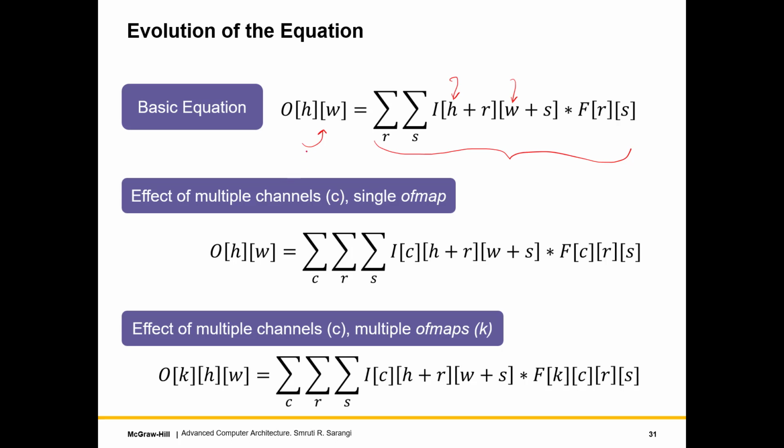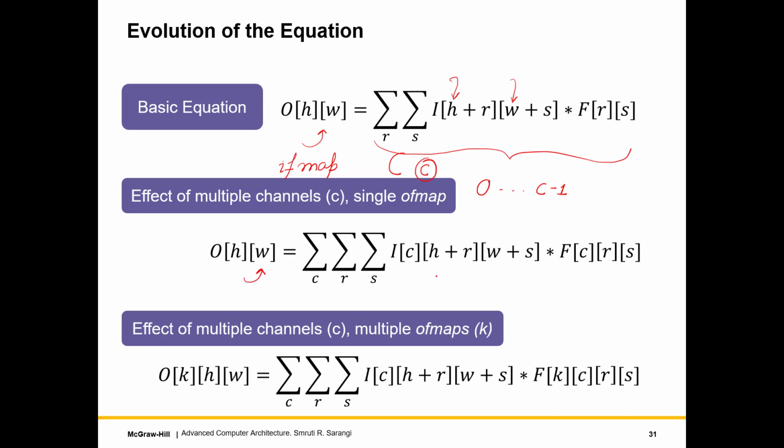Now let's consider multiple input maps, where an IF map is also called an input channel. So now if there are capital C channels, the notation that we will use is capital C channels where small c is the iterator. So small c will essentially vary from 0 to capital C minus 1. So the idea here is that for a single OF map, what we will do is OHW. We will have this equation.